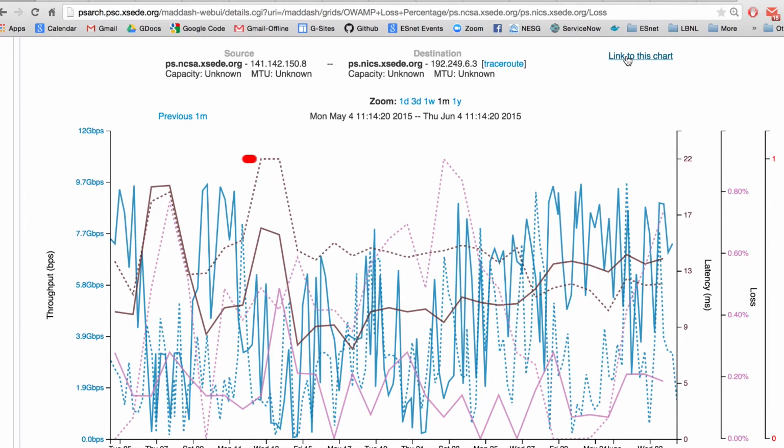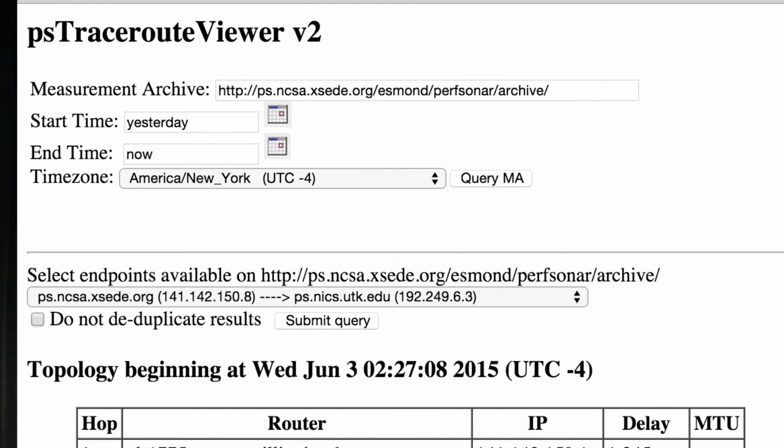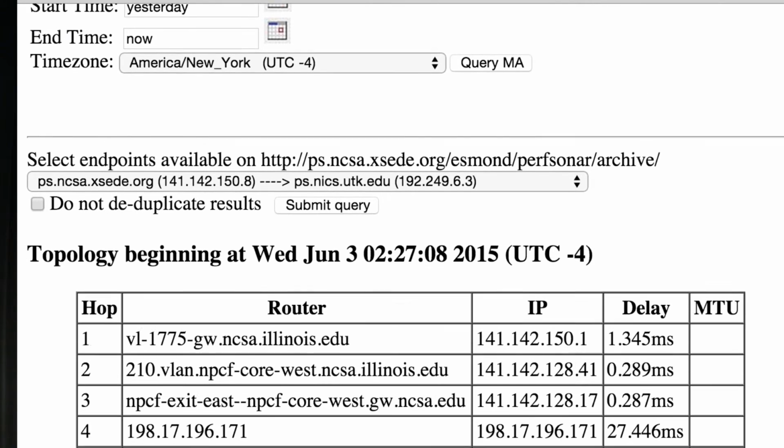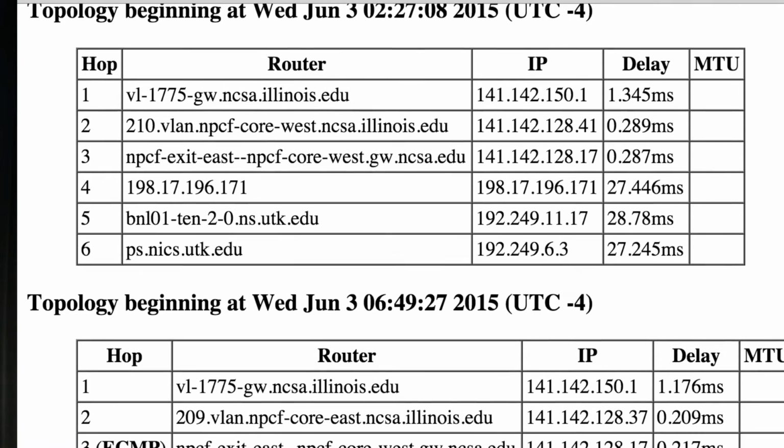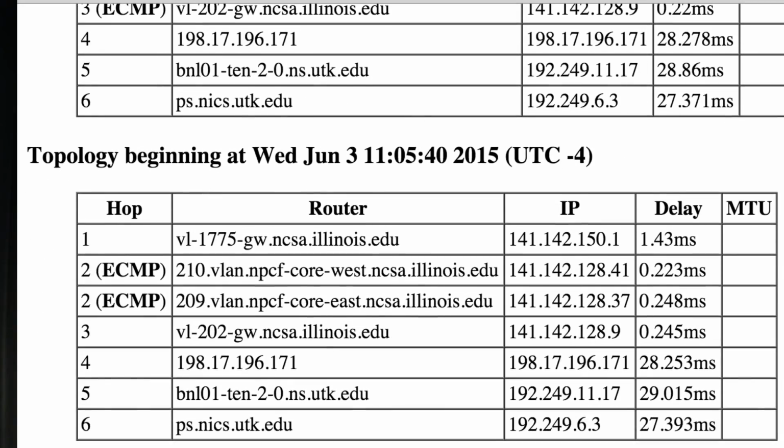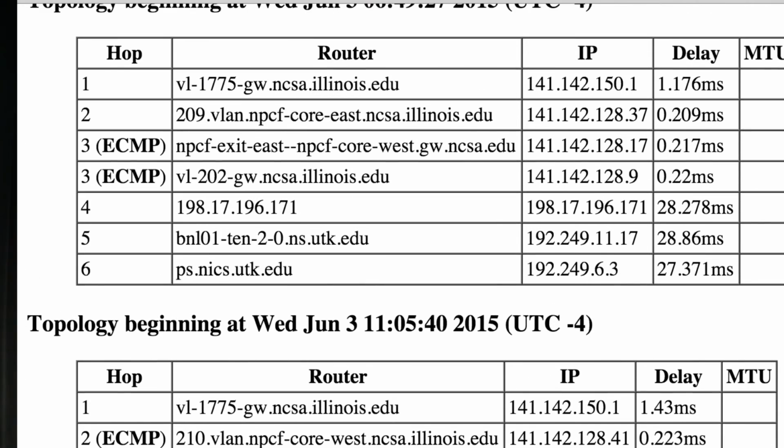You can also get a link to this chart if you want to email it to somebody to say, hey, look at this. And you can also click to get the traceroute for that chart. So this brings up the historical traceroute tests between those two hosts.